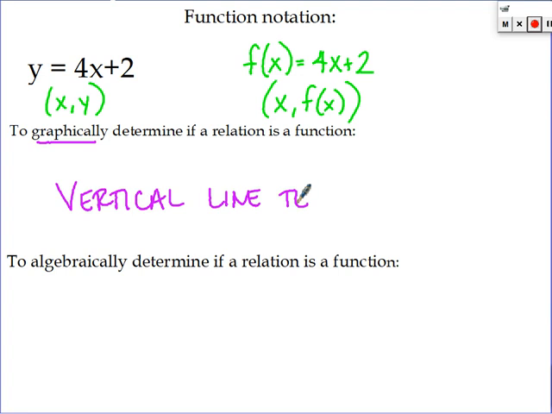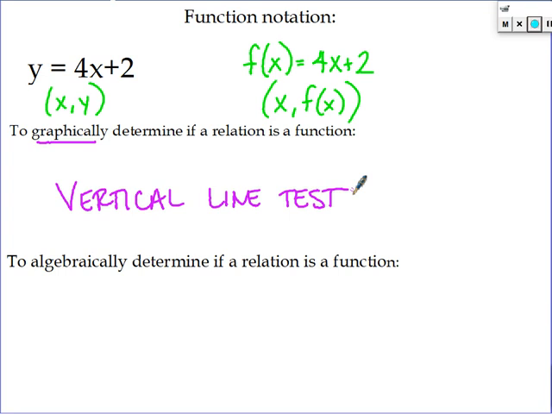Remember, that's where you pass a vertical line over a graph to see if it passes or not. If it only touches the function in one spot the whole way, then it's a function. If it touches the graph in 2 places when you pass the vertical line, then it's not a function.